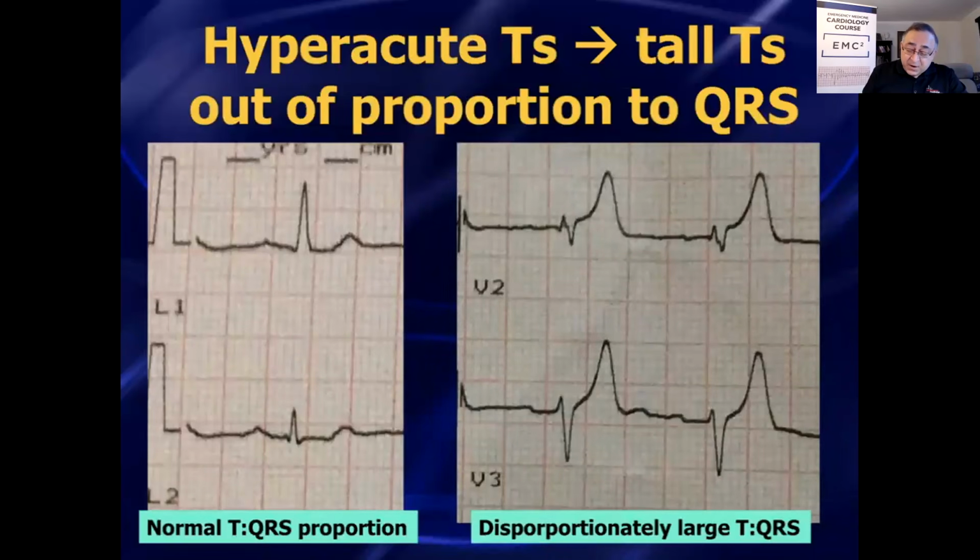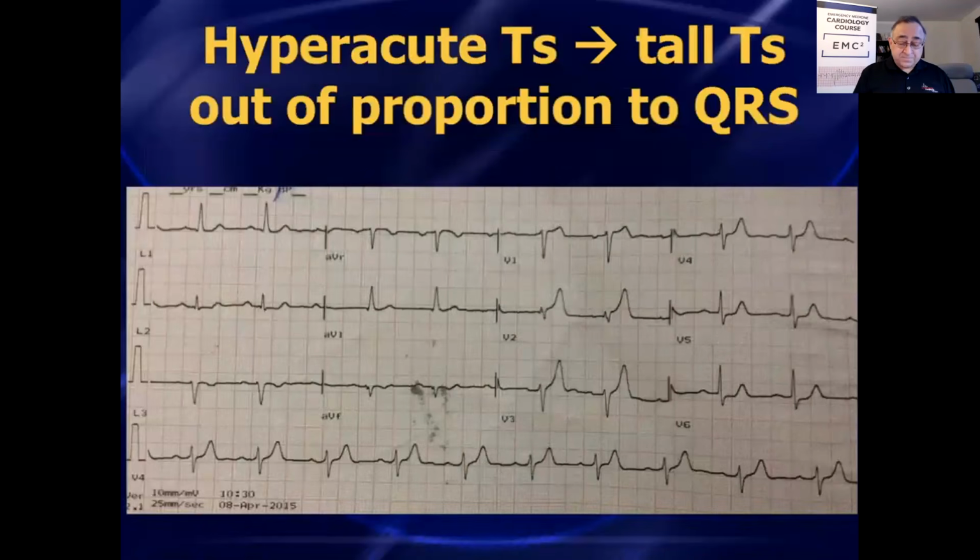Again, just for comparison, what we have on the right is this patient. You can see how big those T waves are in relation to the QRS. On the left, that's kind of a normal T to QRS proportion. Normally, the QRS is clearly bigger than the T wave. In this case, the T waves are larger than the QRS, and that's not normal, okay?